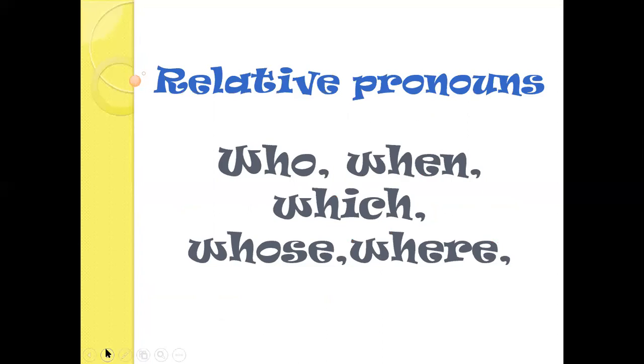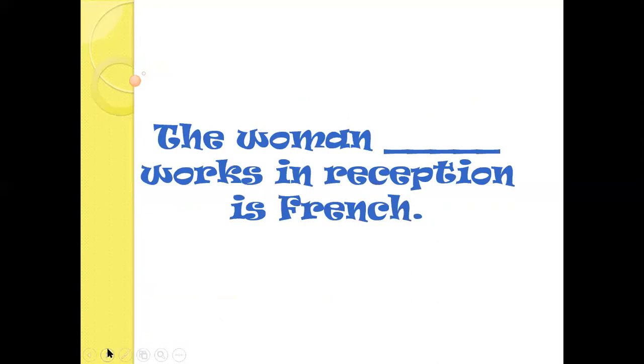Now we're going to have sentences and you're going to choose who, when, which, whose, or where. Are you ready? All of you. Would you please mute yourself? And only the student that I asked to answer, unmute him or herself. Okay, let's start. The first sentence: the woman works in reception is French.